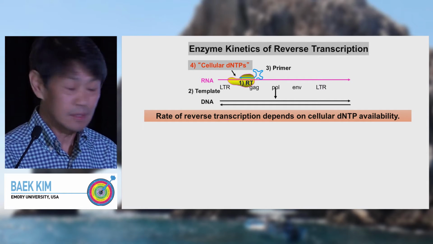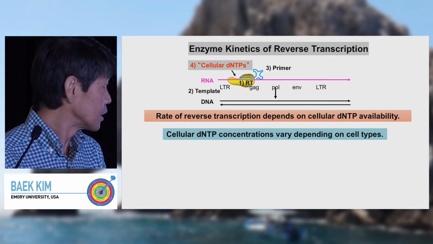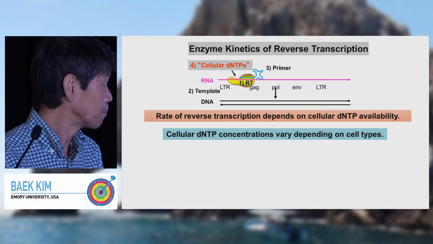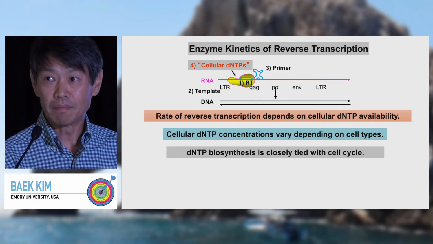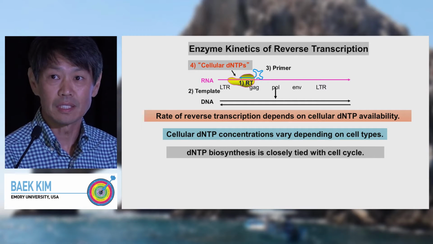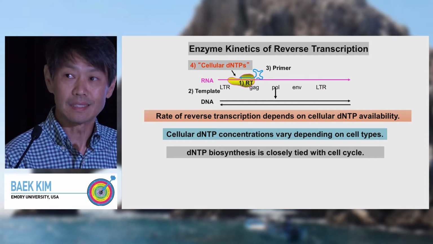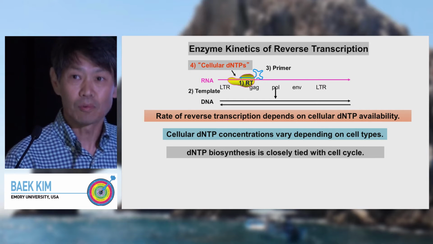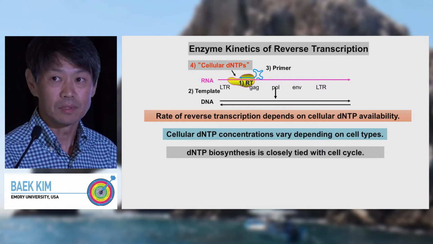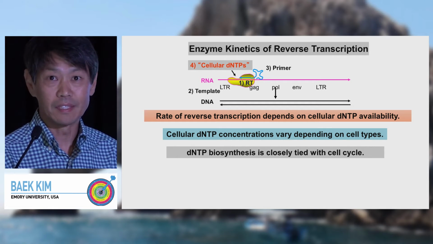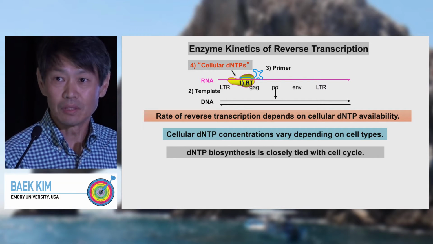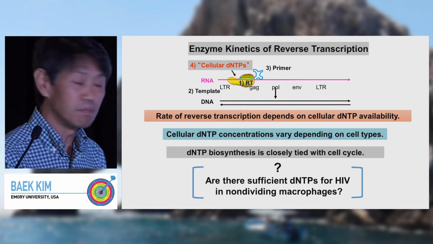The reason I ask this question is because the dNTP concentration varies significantly depending on the cell type, dividing cells versus non-dividing cells, because dNTP biosynthesis is closely tied to the cell cycle. Activated CD4 T cells are dividing, fast-replicating cells. There's chromosome replication, so there's abundant dNTP in the activated T cell. But in terminally differentiated macrophages, we assumed there is almost none, because the cell doesn't need dNTP for DNA synthesis.